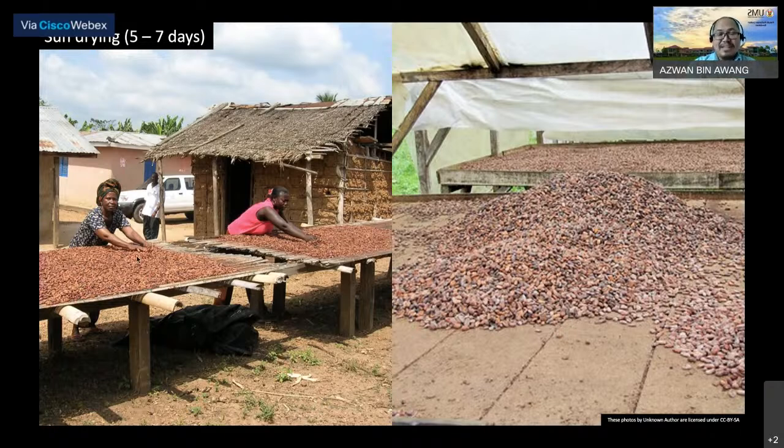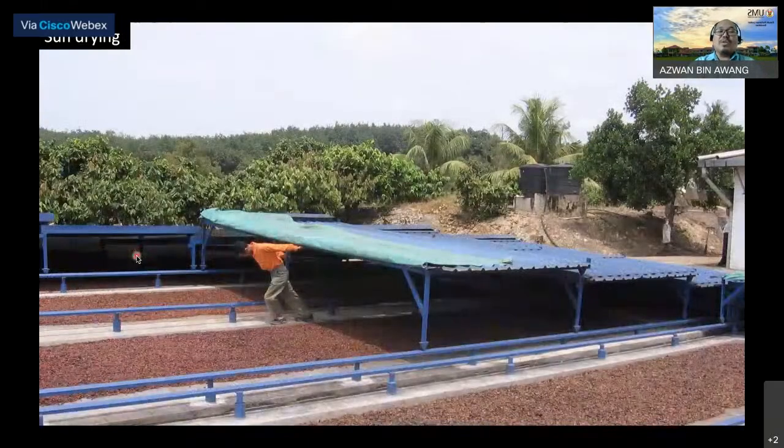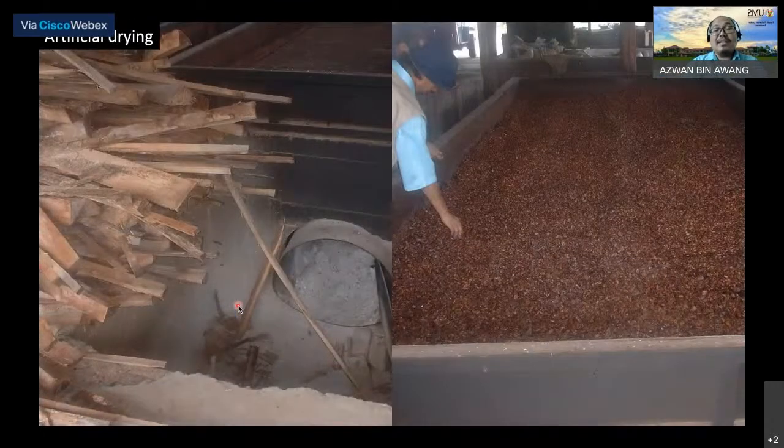Usually, it takes 5 to 7 days to reduce the water percentage to around 7%. All right. So this is another sun drying in a farm in Pahang. You can see that if rain falls, they just drag this movable, what we call this, shelters, so that can prevent the beans from getting wet, right?